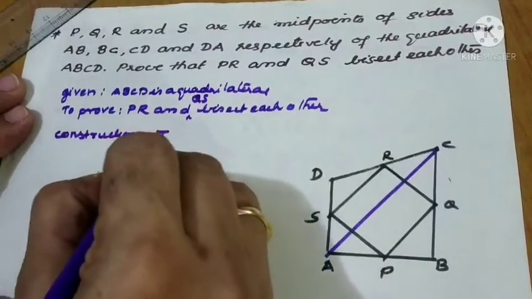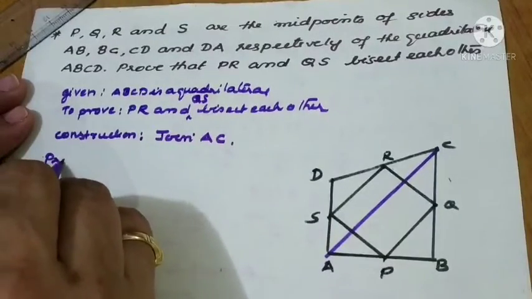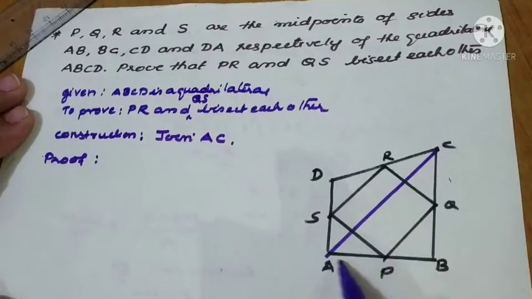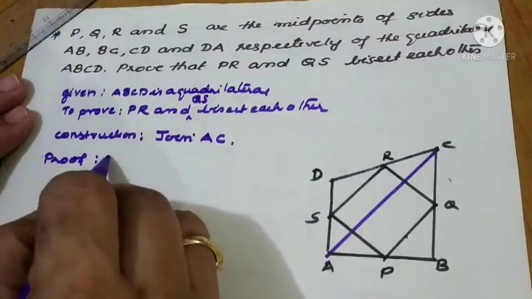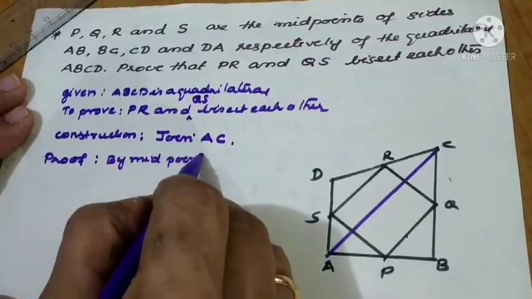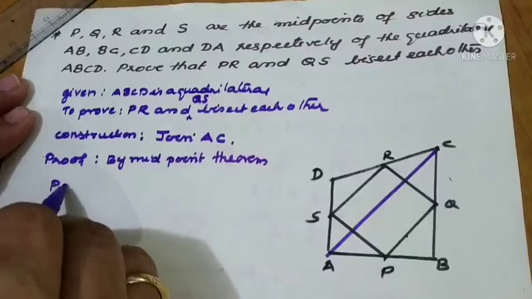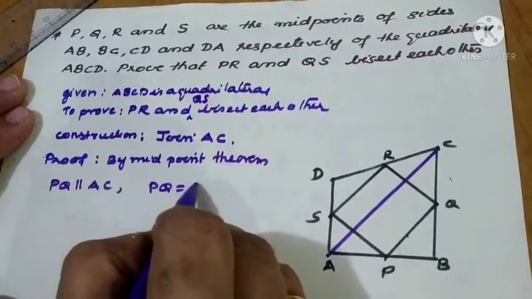Join AC. Proof: P and Q are midpoints of the sides AB as well as BC. So in triangle ABC, by the midpoint theorem, PQ is parallel to AC and PQ is equal to half AC. So I'll write here, by midpoint theorem, PQ parallel to AC, PQ equal to half AC.